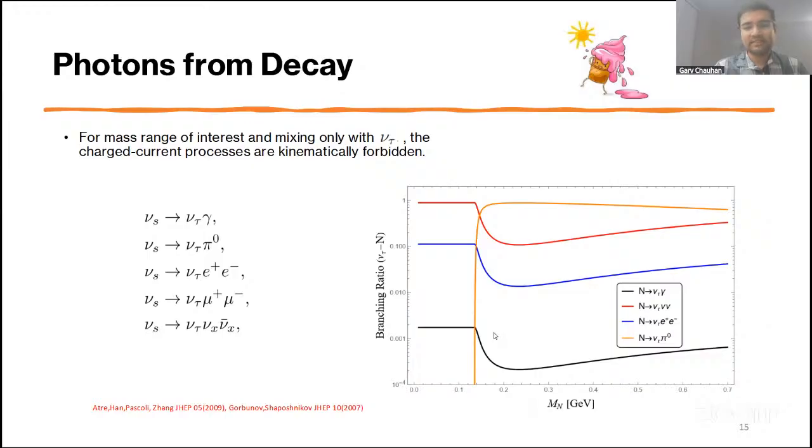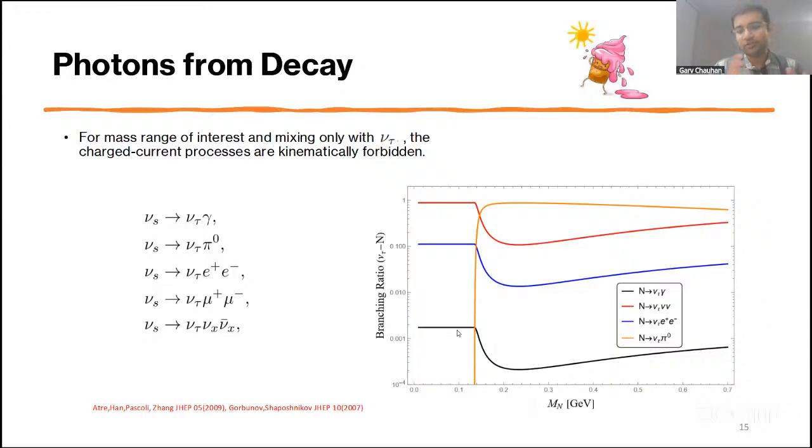Once you are just below the pi naught threshold, which is 135 MeV, the dominant mode for decay is the 3 neutrino mode. And the mode that goes to nu gamma, which produces the photon, is only 1,000th the branching ratio of the total processes that it can go to, which is pretty low.